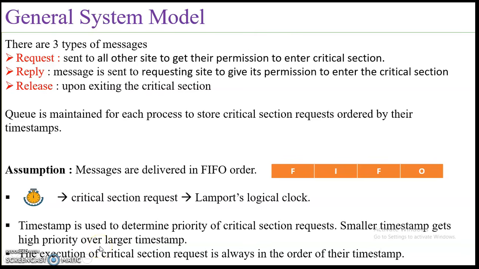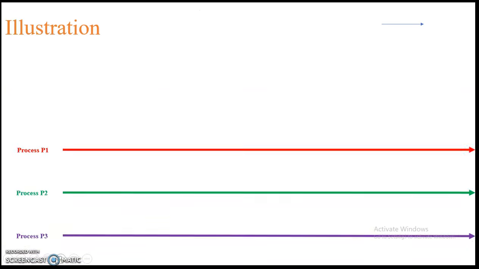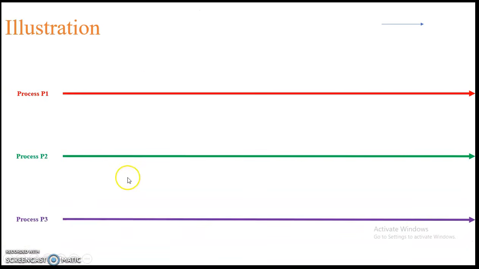So if a timestamp is 1 and another process's timestamp is 2, then which timestamp is smaller? 1. So 1 will get the higher priority and it will enter into the critical section. Now the execution of critical section requests is always in the order of their timestamps. So whichever is the smaller timestamp will be executed first. Now let us look at this illustration and then let us map the algorithm.